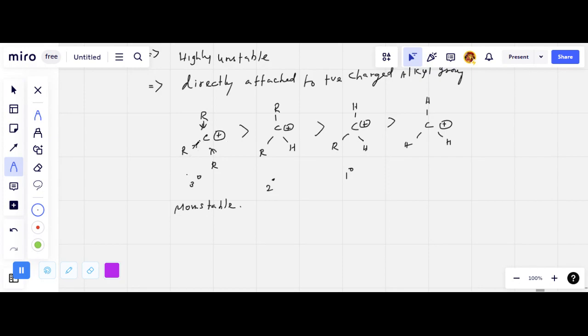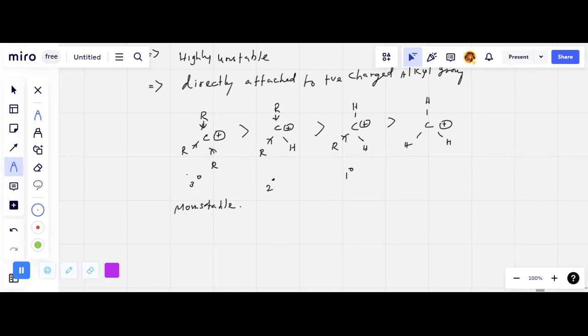Now this carbon is positive, so these electrons will neutralize it. Neutralized means it is more stable. When compared to the others, this carbocation is more stable. The same reason applies for secondary: only two alkyl groups are there, and they release electrons to this carbon and make it stable. The primary has one alkyl group that releases electrons to this carbon. So the stability order is tertiary, secondary, and primary.